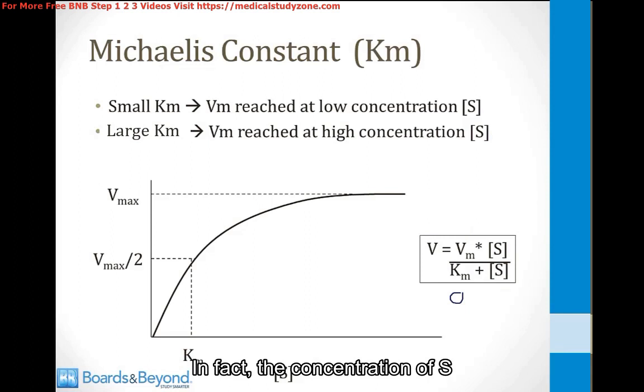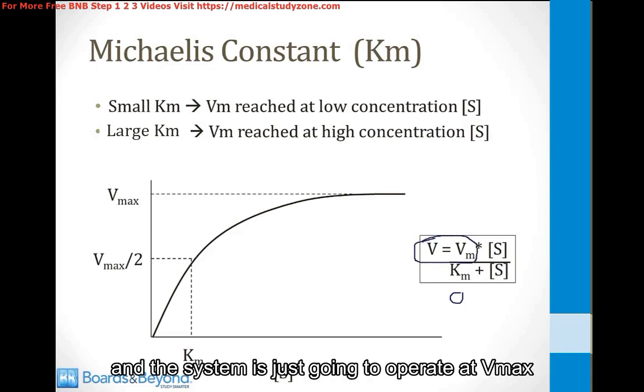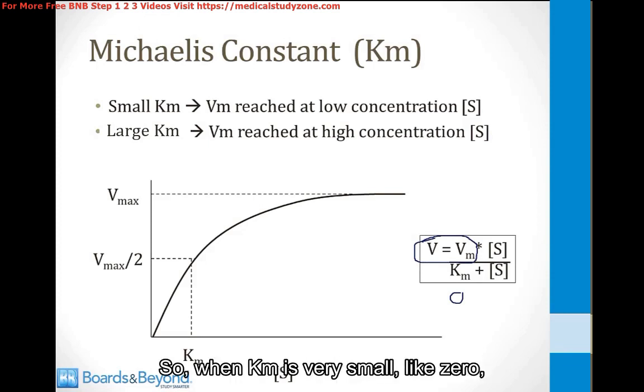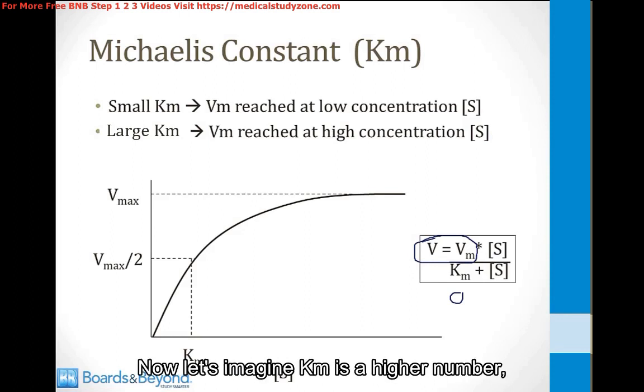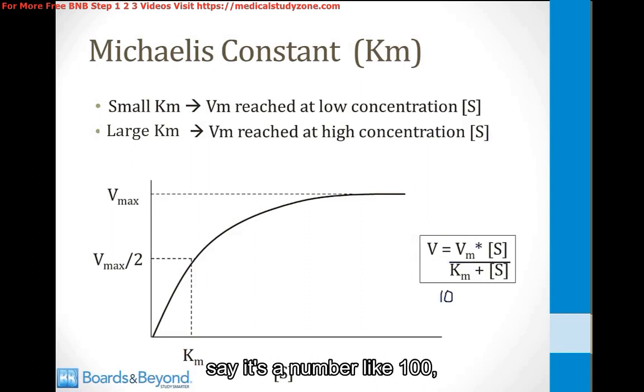In fact, the concentration of S is almost going to be irrelevant, and the system is just going to operate at Vmax all the time. So when Km is very small, like 0, Vmax is reached very, very quickly. Now let's imagine Km is a higher number, say it's a number like 100.